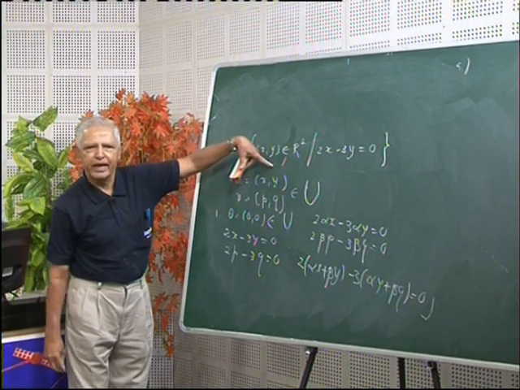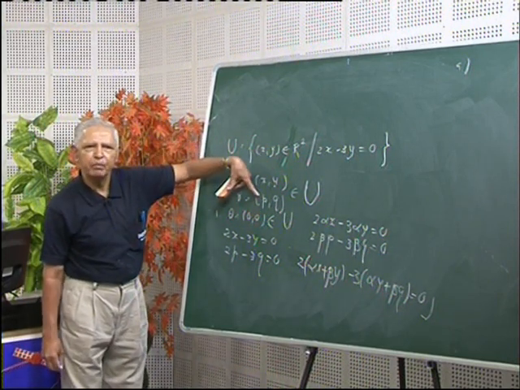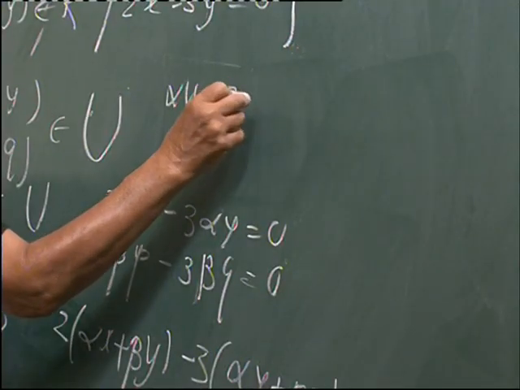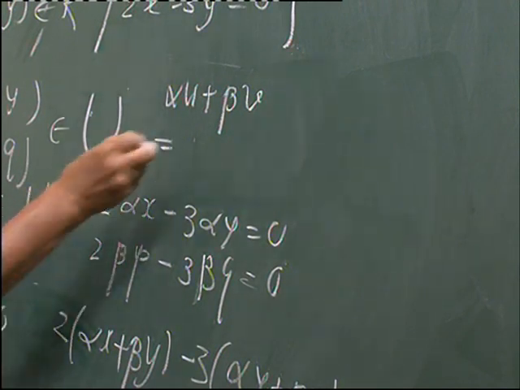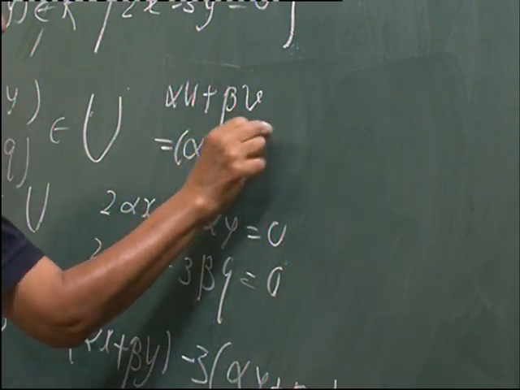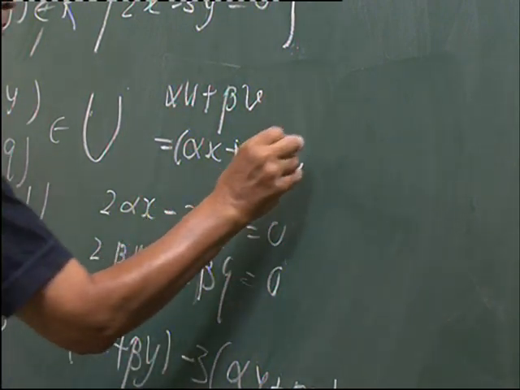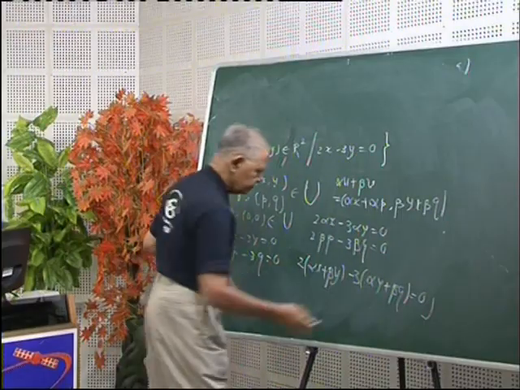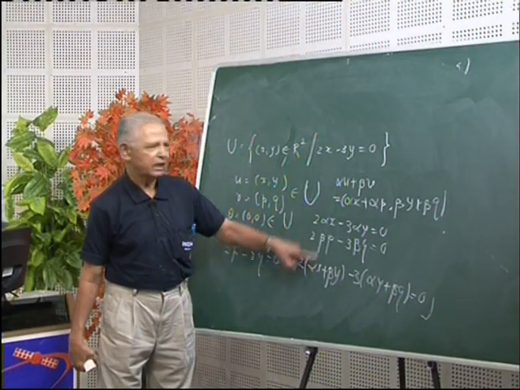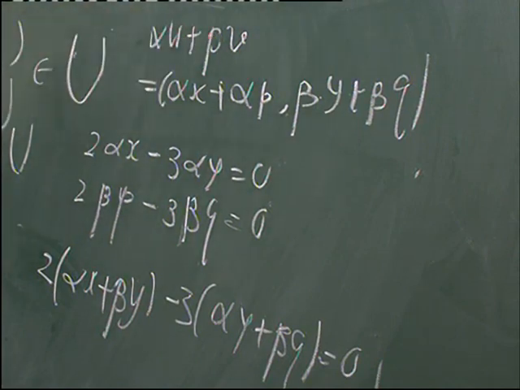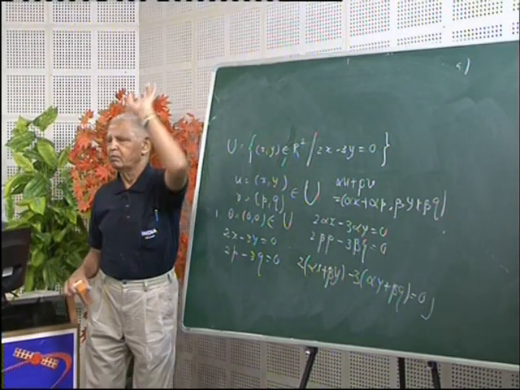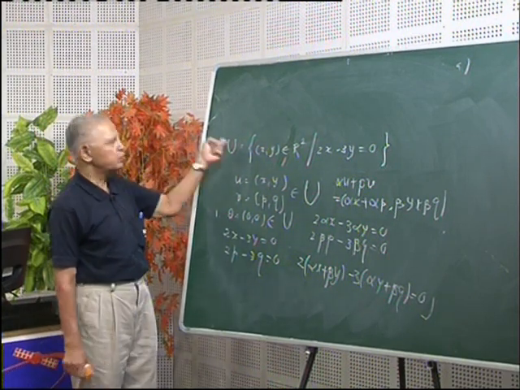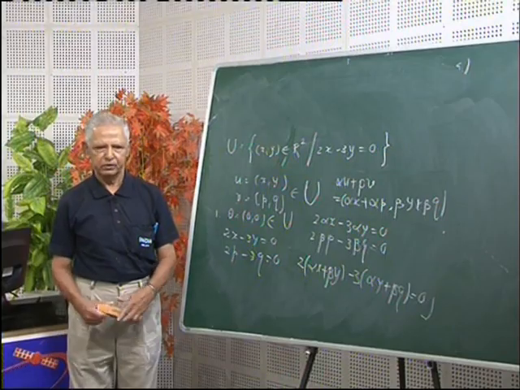Now, u is a vector (x, y), v is a vector (p, q), and so vector alpha u plus beta v is equal to (alpha x plus beta p, alpha y plus beta q), and this shows that the vector alpha u plus beta v belongs to U. Third theorem, alright, this is by the easy criterion, U also becomes a subspace.